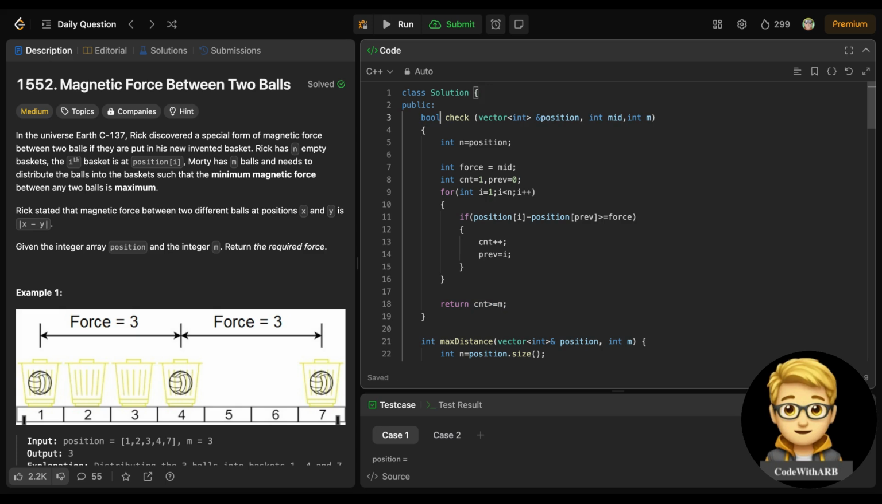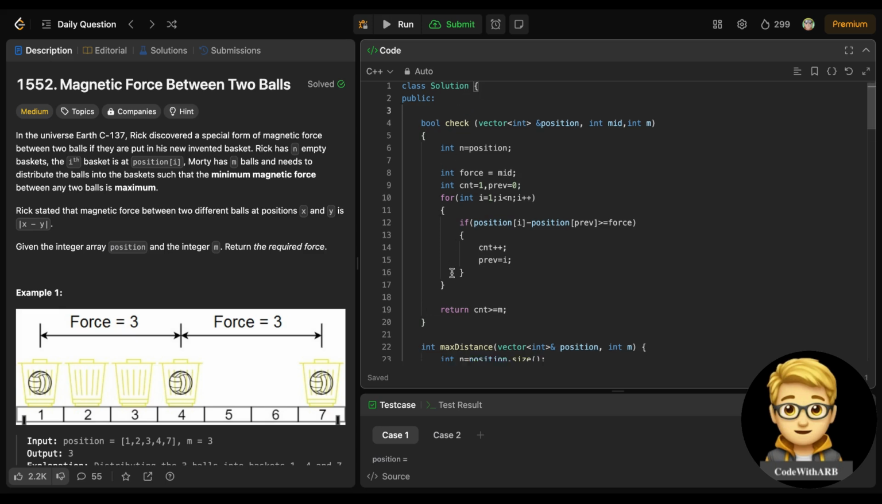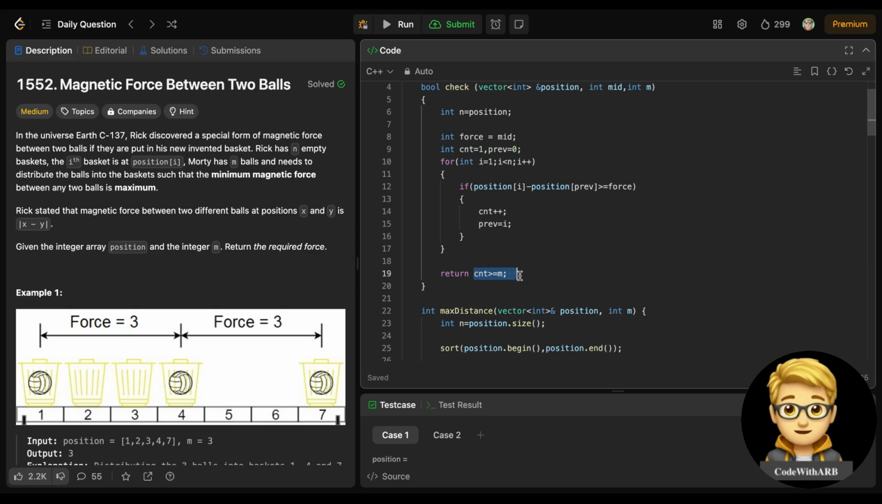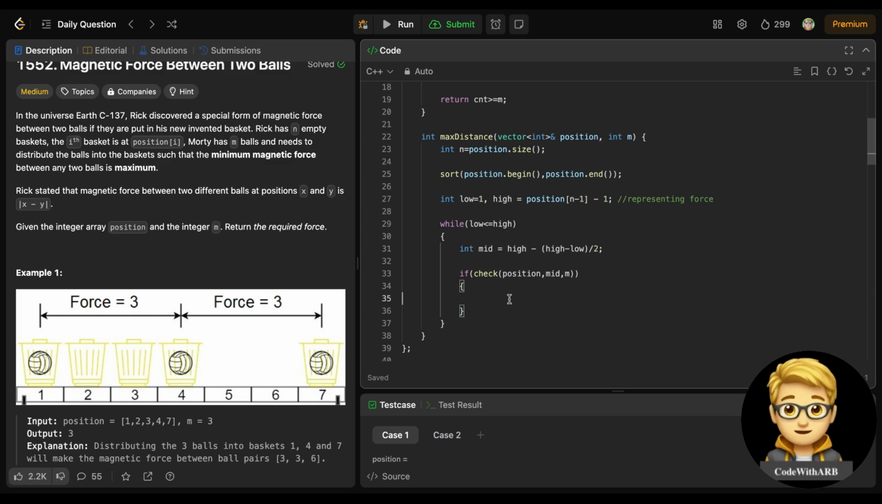Instead of int, you can take it as bool also, because int takes more memory and bool takes only one byte, right? So you can take it as bool, because we are ultimately returning true and false also, right? So you just need to check whether my count is greater than the m balls. What does it mean? It means I can place greater than or equal to m balls, so we will return true, otherwise we will return false. If this condition is satisfied, it means I have balls greater than the required balls, I can place the balls. It means this mid force can be our answer.